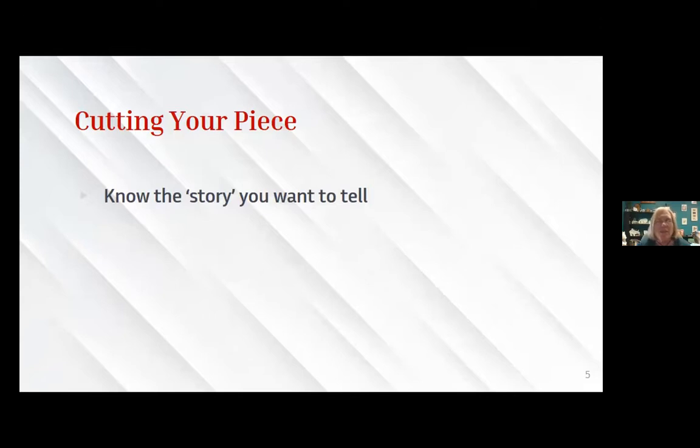If you have something that's too long, you need to know what you want to tell. What are you trying to get from that? So the story is what you want to find. And that's true for both prose and for poetry. Now, sometimes, of course, you're going to be using shorter poems. You might use several shorter poems together, and so you're not necessarily having to cut them per se. But either way, you have to know the story that you want to tell. What is your thesis? What is your purpose?